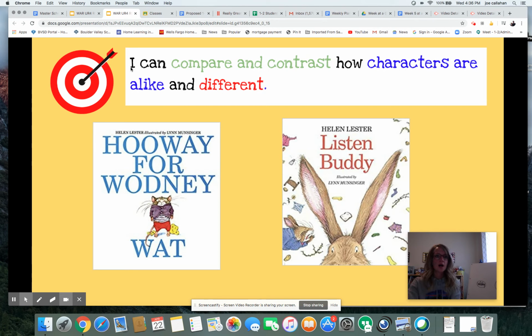Here we go. I can compare and contrast how characters are alike and different. So do it with me. Compare, contrast, compare, contrast. Compare: similarities. Contrast: differences. Oh, nice. You getting the picture?